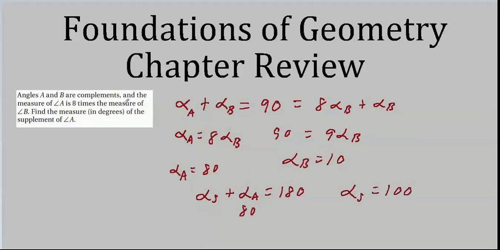Again, just a nice, simple, one step at a time problem. Write down what you know. A and B are complements. Okay, so alpha sub A and alpha sub B added together must be 90 degrees. Alpha sub A is 8 times alpha sub B. So you substitute that in here, and now we've got this, which gives us a solution for alpha sub B. We use that in our next equation, which determines the measure of the supplement of alpha sub A. And it's that. Just one step at a time, and it's real easy. Don't try to solve it all at once or figure it out all at once.